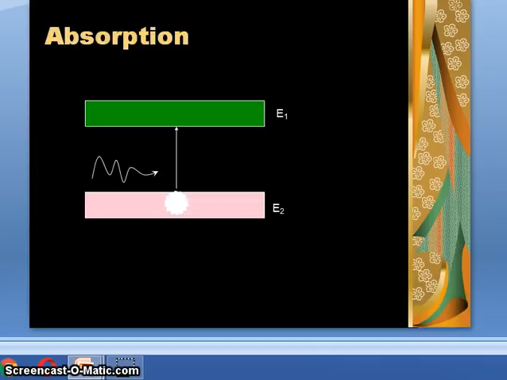In absorption, there are two energy levels, E1 and E2. E1 is the highest energy level and E2 is the lowest energy level. Generally, atoms or electrons are in the ground state. For simplicity, we take only a single atom in the ground state. When a photon is incident on the ground state level, this electron absorbs this photon and goes to the higher energy state, that is E1, and this process is known as absorption.